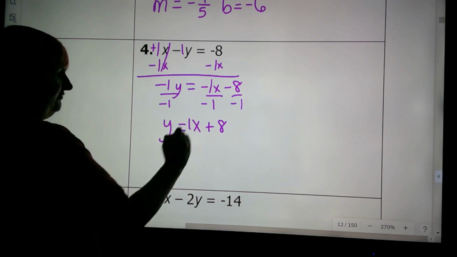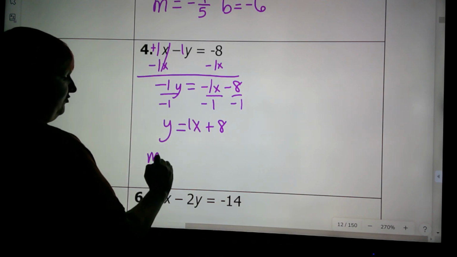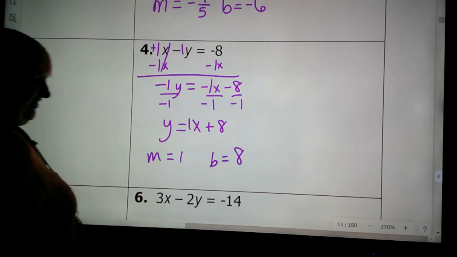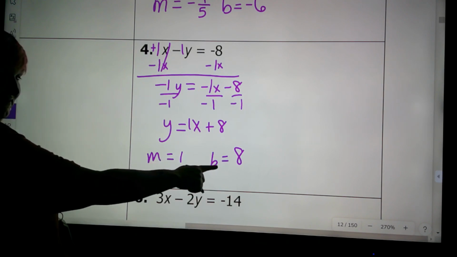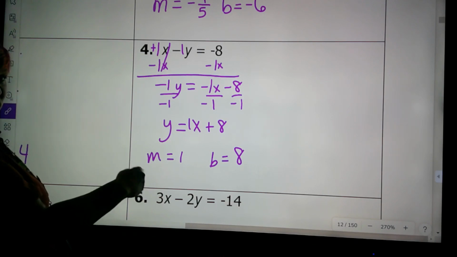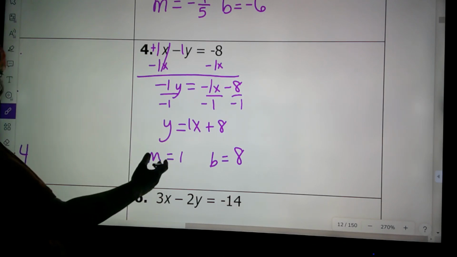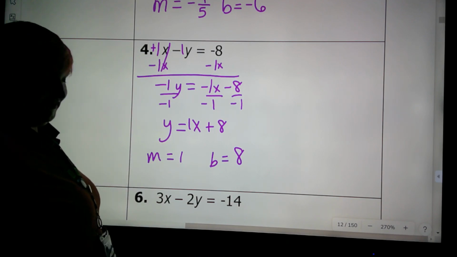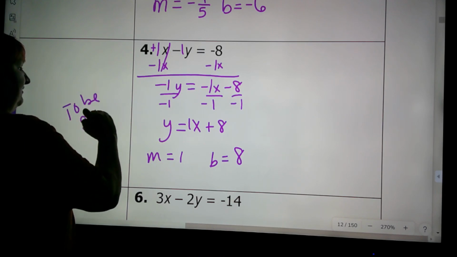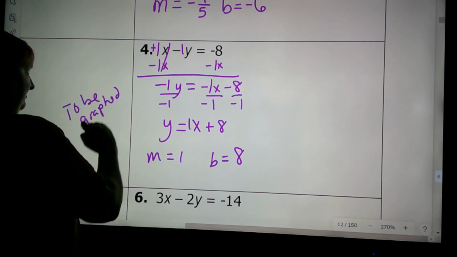Invisible 1. So my slope is the invisible 1. My y-intercept is +8. First point, directions to the next point. If you end up with a whole number and you need to graph it, for it to be graphed, it needs to be a fraction.